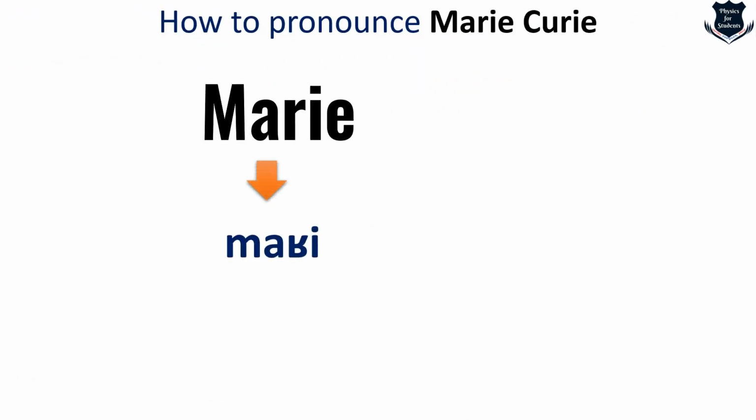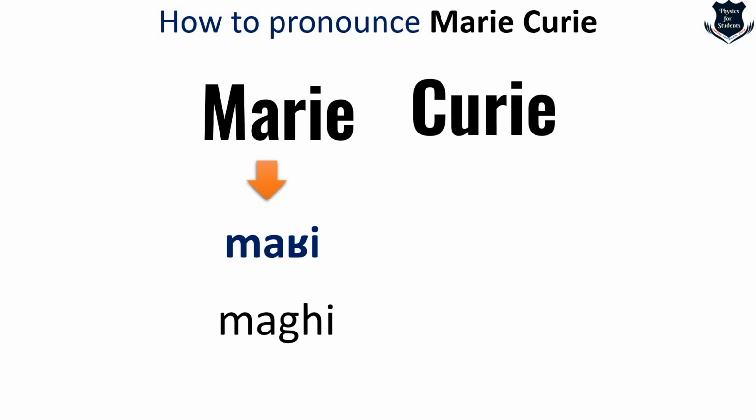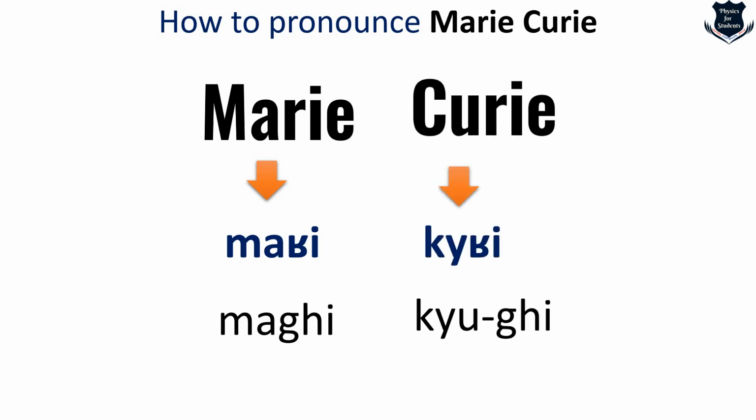Let us practice it once more. Marie, and here comes Curie. So that one was Pierre Curie, and this is Marie Curie. It is not an English R. The R is pronounced with the guttural sound. Marie Curie.